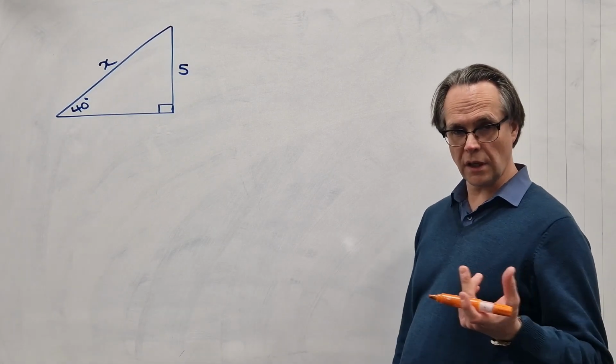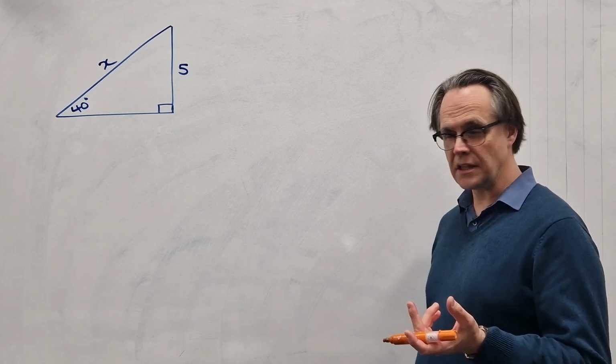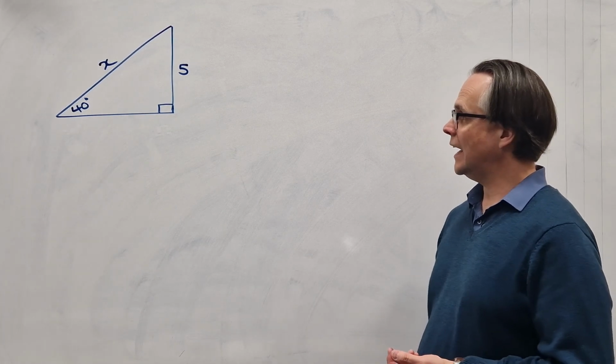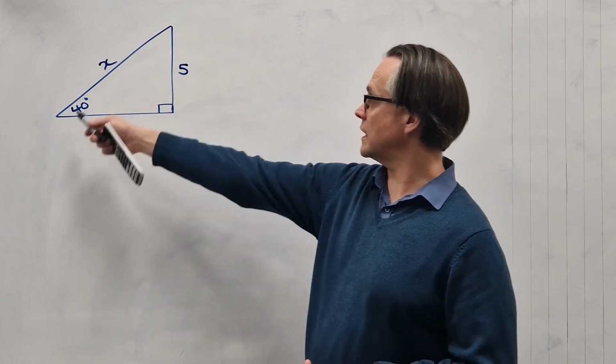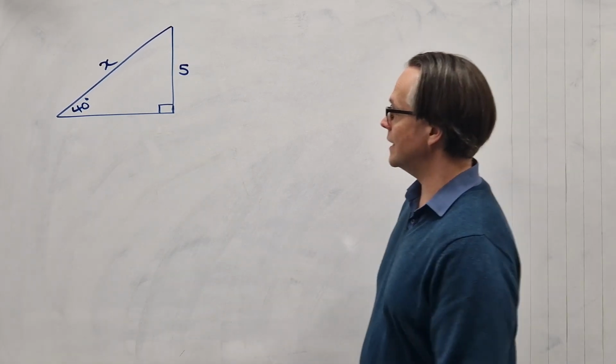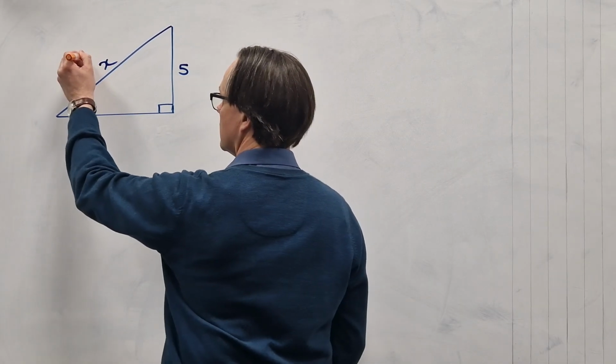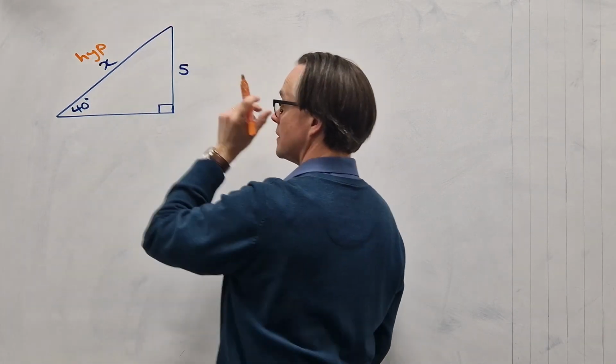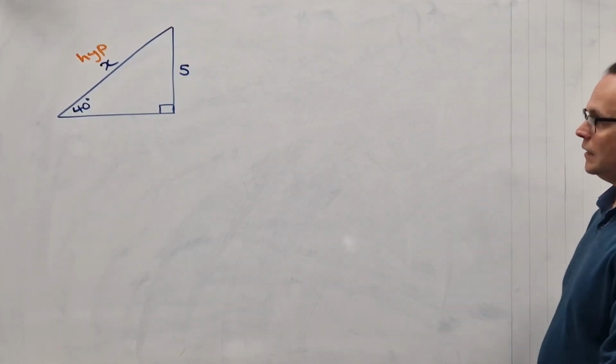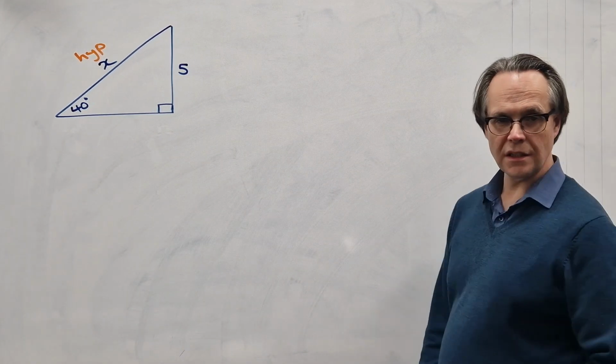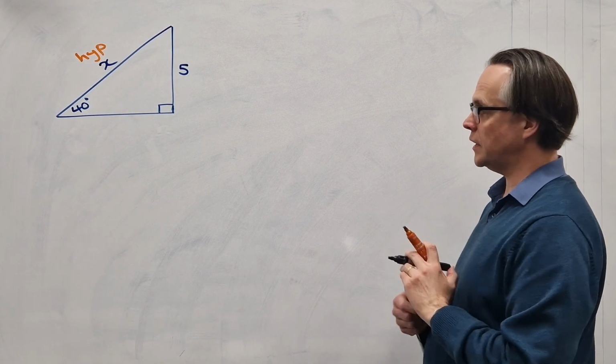We know that in trigonometry we call them the opposite, the adjacent, and the hypotenuse. The hypotenuse is always the longest side of the triangle, the one that's opposite the right angle. So if I write hypotenuse there like that, then the opposite and adjacent, it depends on which angle we're working with.